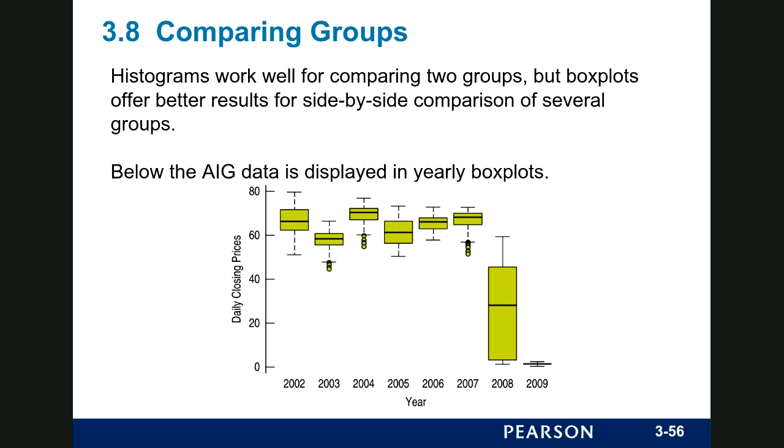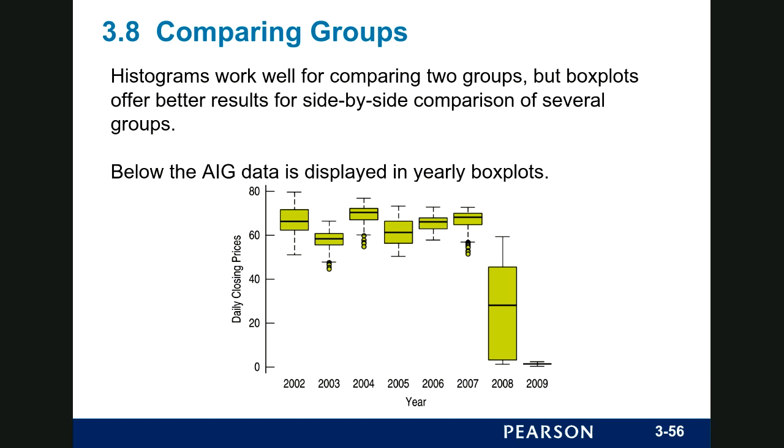So this example that you're looking at is a typical example that you could get again in the homework or the exam. Let me tell you what I see when I look at this graph with all the box plots. Looking at the daily closing prices from 2002 to 2009, the prices seem to be fairly stable from 2002 to 2007, because there doesn't seem to be much difference in the box plots.